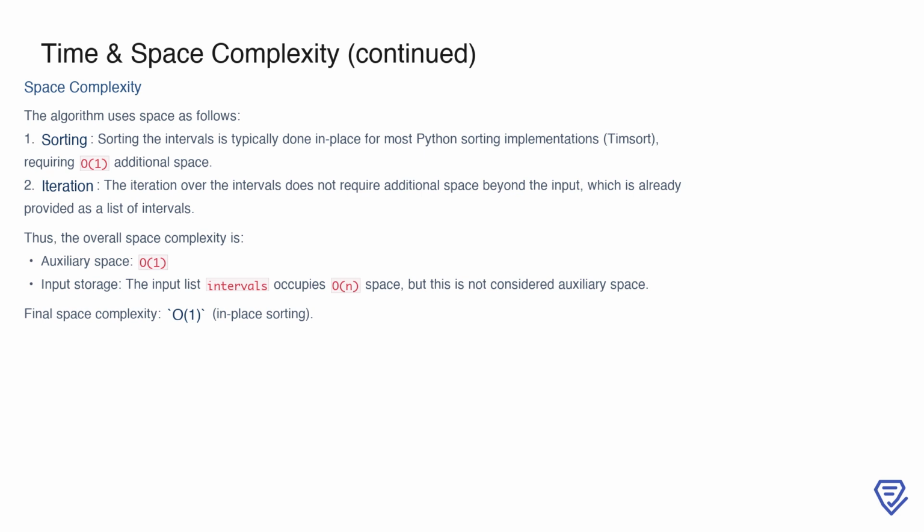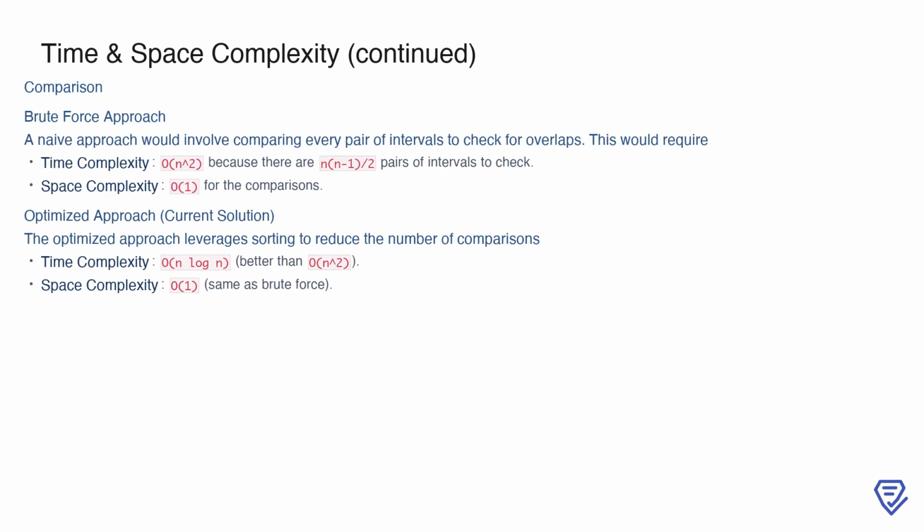Let's compare this optimized approach to a brute force solution. A naive method would involve comparing every pair of intervals to check for overlaps. With n intervals, there are n(n-1)/2 pairs to evaluate, resulting in a time complexity of O(n²). This is significantly less efficient than the optimized approach, which reduces comparisons by sorting the intervals first, achieving O(n log n) time complexity. In terms of space, the brute force method still has an auxiliary space complexity of O(1), the same as the optimized approach. However, the time savings in the optimized solution make it far more practical for larger inputs.